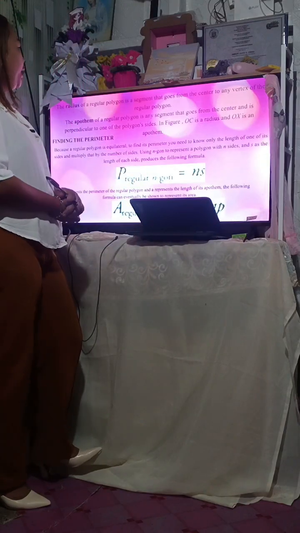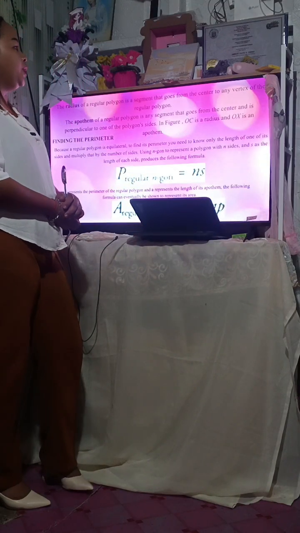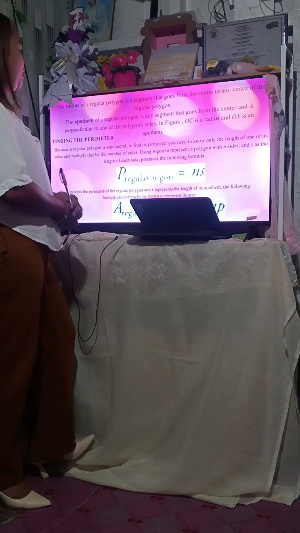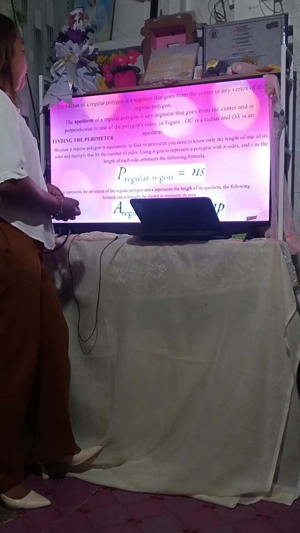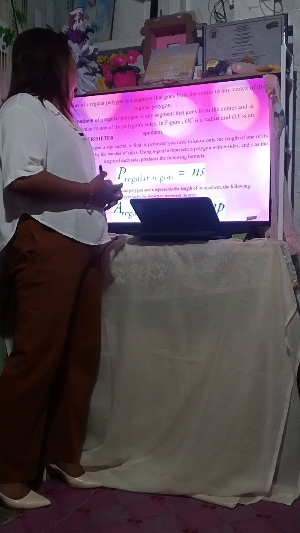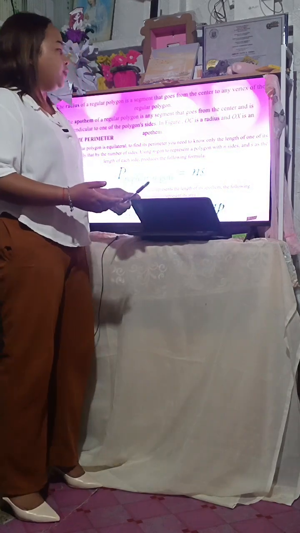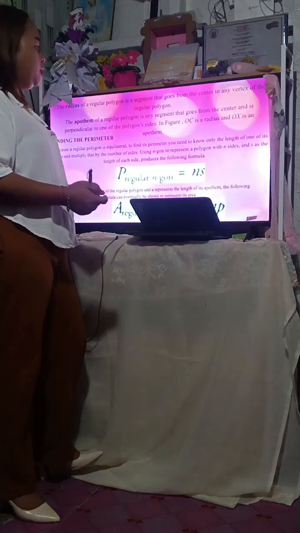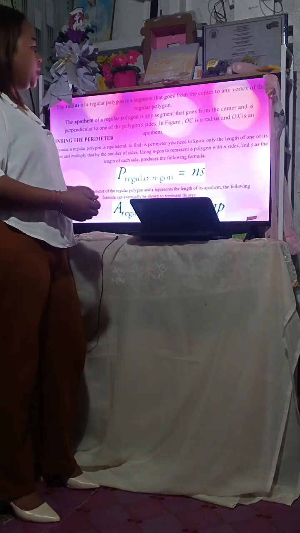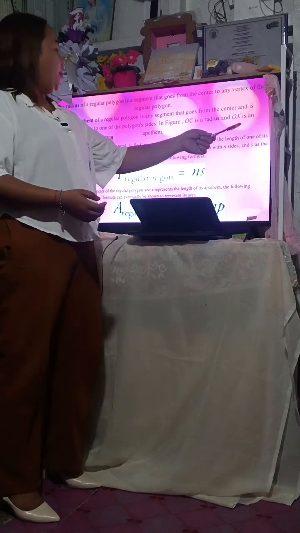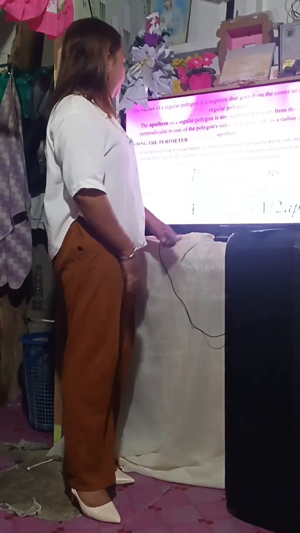The radius of a regular polygon is a segment that goes from the center to any vertex of the regular polygon. And our apothem in a regular polygon is any segment that goes from the center and is perpendicular to one of the polygon's sides. In the figure, OC is the radius and OX is the apothem.